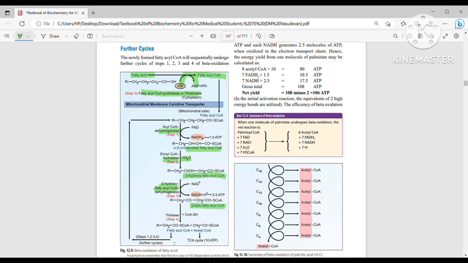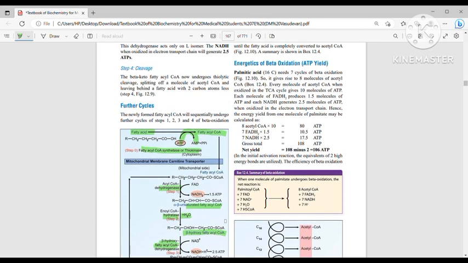Now, this beta-keto fatty acyl coenzyme A is acted upon by thiolase to give fatty acyl coenzyme A and acetyl coenzyme A. Now, this fatty acyl coenzyme A further undergoes these 4 steps, repeated cycles, to form acetyl coenzyme A. Acetyl coenzyme A undergoes the TCA cycle to give 10 ATP.